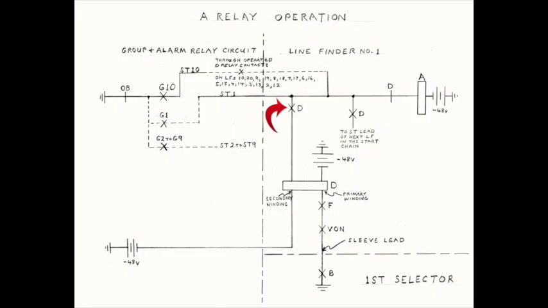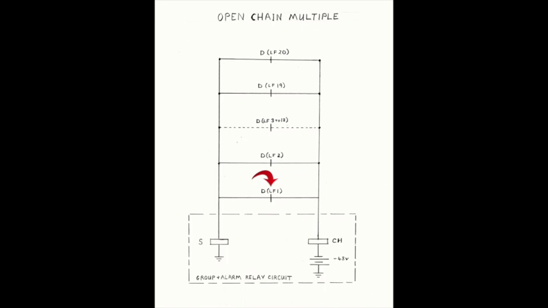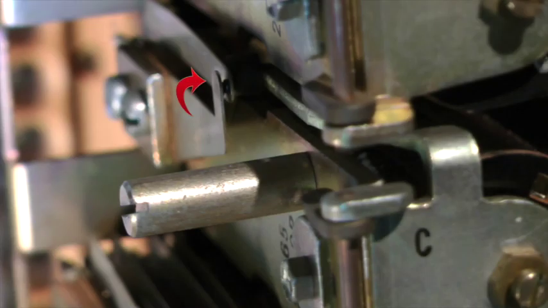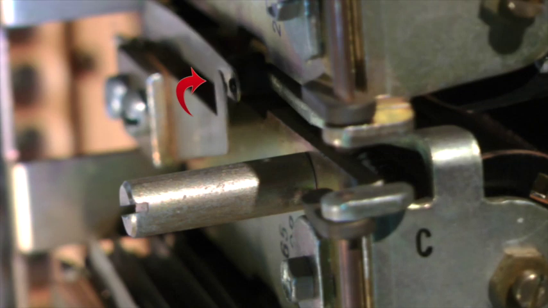The operated D relay partially closes a holding path for itself via its secondary winding. Ground on any start lead that reaches this line finder will keep the D relay operated even if the line finder releases. The operated D relay opens line finder number 1's branch of the open chain multiple. The operated D relay releases the C relay and the E relay.